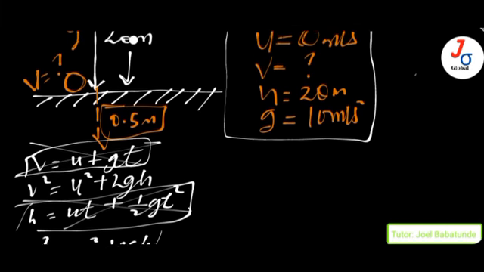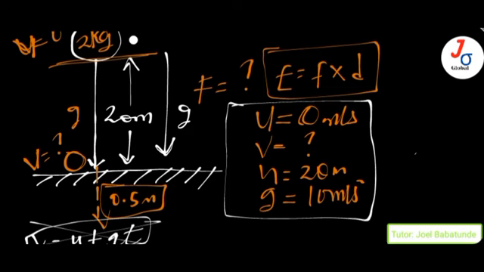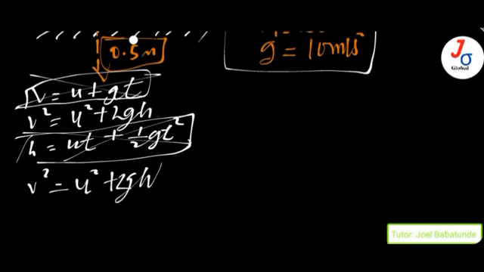Now, since this is falling under gravity in this direction, and gravity is also in that direction, the acceleration due to gravity is positive. But if it were going up against gravity, the acceleration due to gravity would be negative. But this case is positive. Okay, so we have v. What's our v? That's what we're looking for.